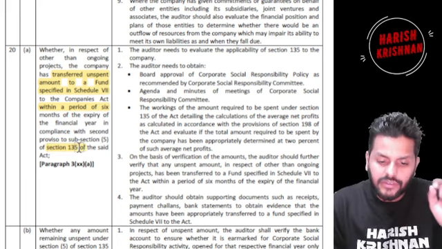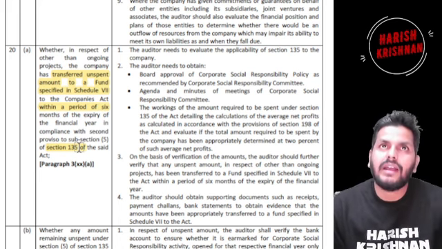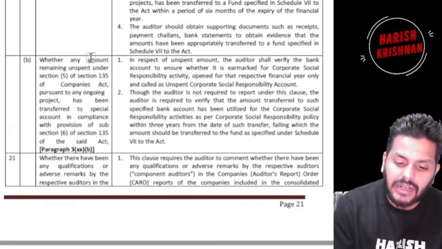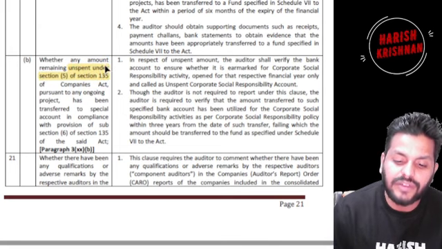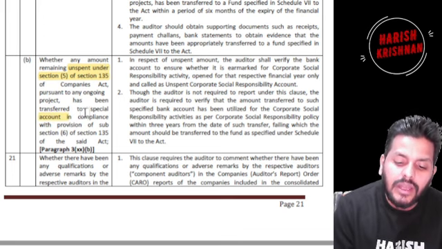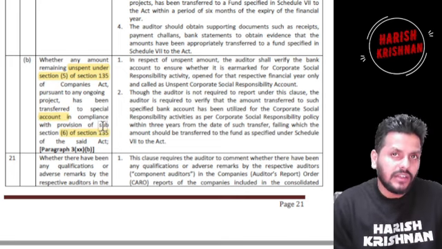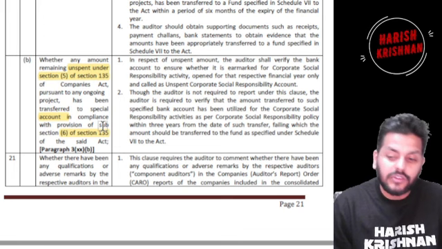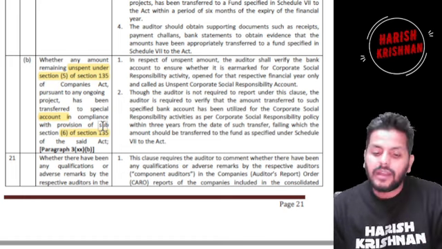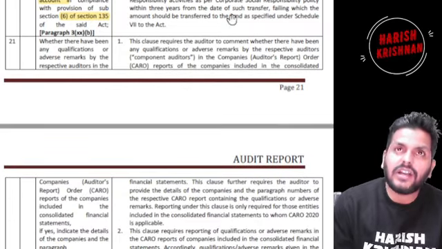So the unspent CSR money, whether it has been transferred to an approved place, that is, a fund as specified in Schedule 7 or not. Whether any amount remaining unspent under sub-section 5 of Section 135, pursuant to any ongoing project, has been transferred to a special account in compliance with Section 135 sub-section 6 or not. If it's an ongoing project, then it is clause B. If unspent money is there as per CSR, then it is clause A. So what you are supposed to do with that unspent money in the CSR has been discussed in clause number 20.